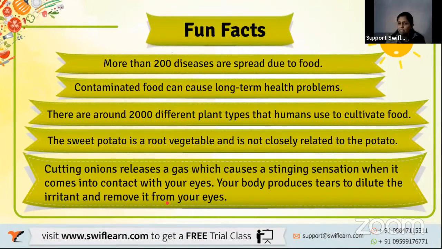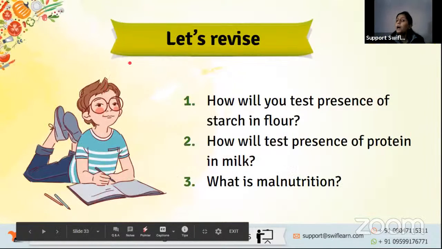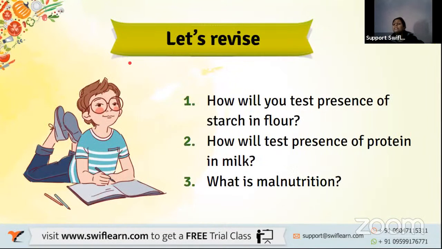जब हम onion को cut करते हैं तो एक gas release होती है जिसकी वजह से हमारी eyes में एक stinging sensation होती है. It is very irritating. It is causing irritation in our eyes. When it comes in contact with our eyes, तो उस irritant को, that stinging sensation जिस gas की वजह से हो रही है, वो हमारी eyes को कुछ damage ना करे, उसकी वजह से हमारी body tears release करती है, जिसके साथ वो gas mix होके it comes out from our body and it is not disturbing our body.